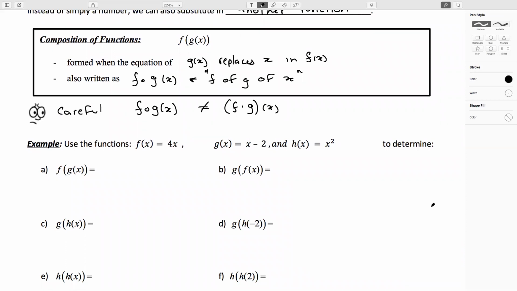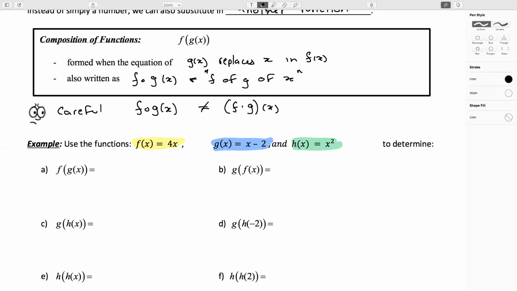So we've got 3 functions. We've got f of x equals 4x. Let's highlight that one in yellow. We've got g of x equals x minus 2. We'll give that one a color. I don't know, let's go blue. And h of x equals x squared. Let's go with like a green of some sort.